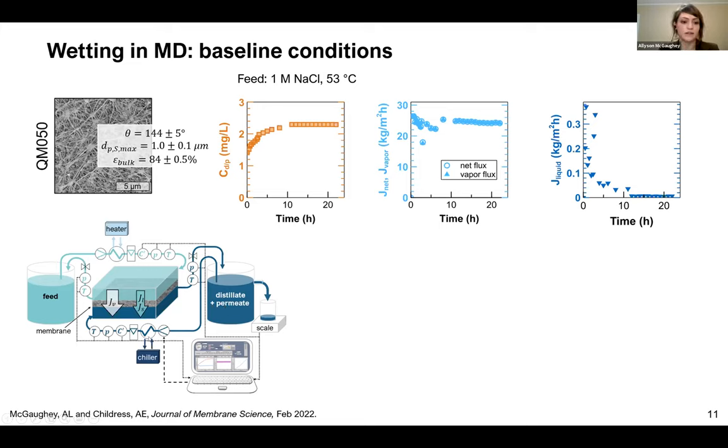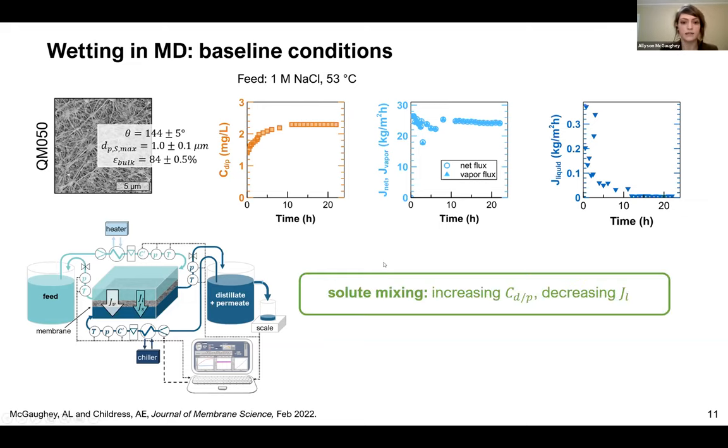So if any higher salinity water remains in the heat exchanger or the probe fittings, then that will begin to mix as we pump, which results in an initial increase in concentration. And then when the stream is fully mixed, a stable concentration. So we're attributing this to solute mixing, which is indicated by increasing CDP, but apparently decreasing liquid flux. And this is an experimental artifact, not indicating pore wetting or membrane performance.